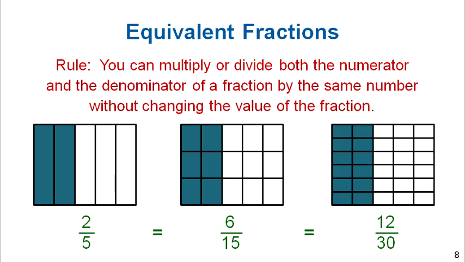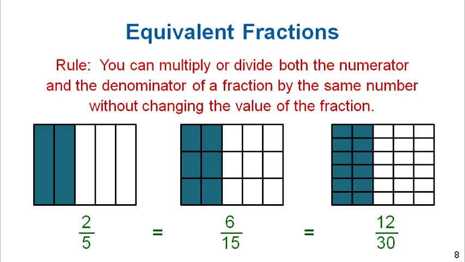This is another example that illustrates this concept. Note that all 3 of these fractions show the same portion of the whole shaded, and so they are all equivalent to each other. Also note that you can multiply both the top and bottom of the fraction 2/5 by 3 to get 6/15, and then you can multiply both the top and bottom of this fraction by 2 to get 12/30. Or you can multiply both the top and bottom of the fraction 2/5 by 6 to get 12/30.